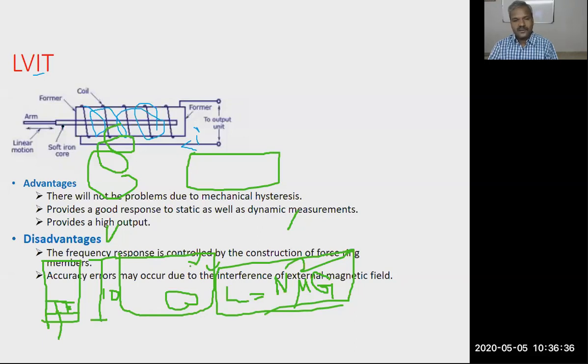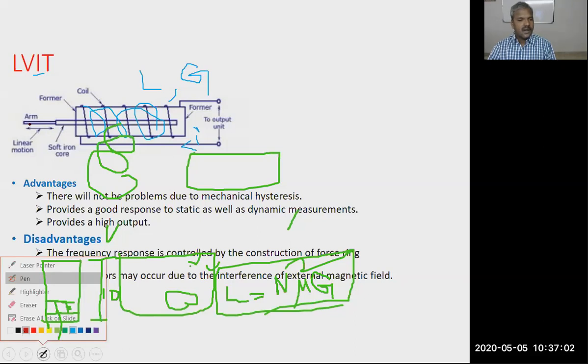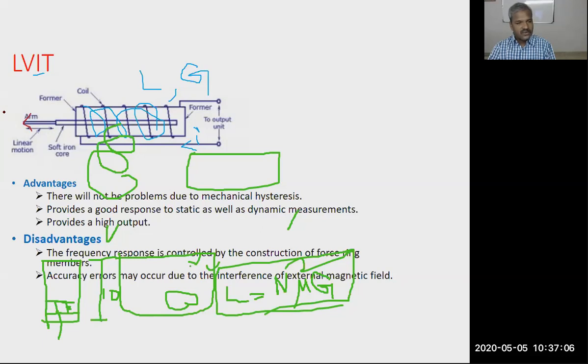So this is basically a variation of the construction, not mu. This is called self-inductance type, with variable construction, area of contact and length L. So this is the arm.